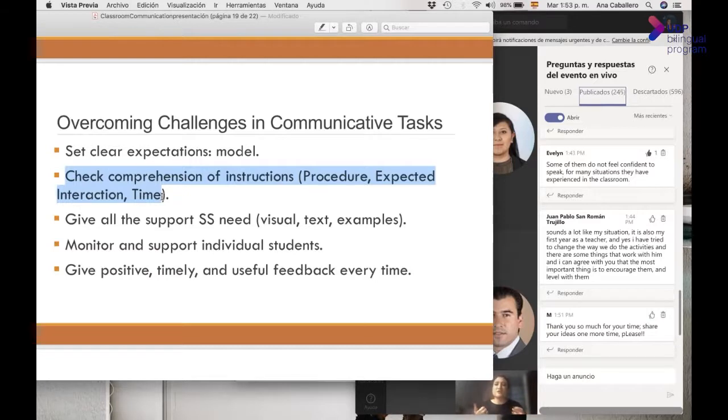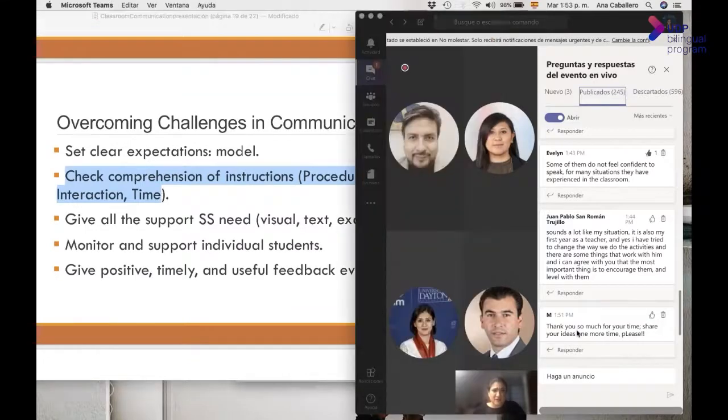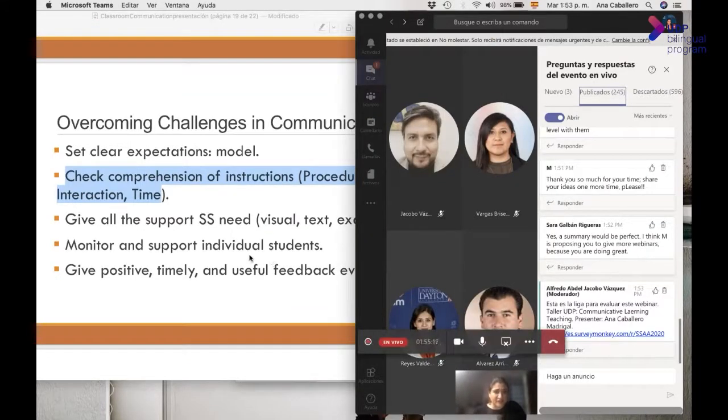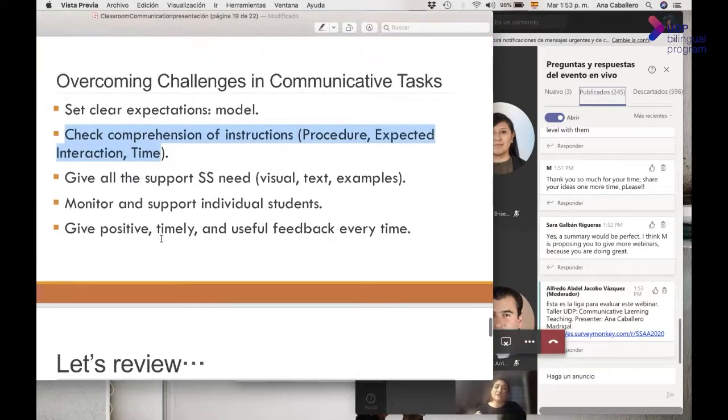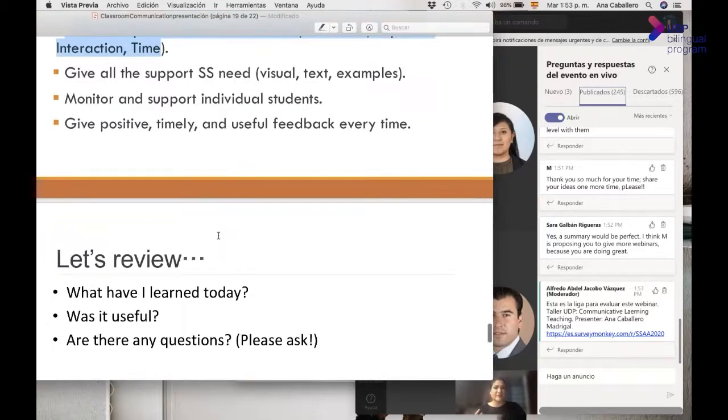Give all the support students need. If we need to say instructions, we need to write them down on the board. We need to give them examples. We're going to do that because it's going to save us so much time when we're monitoring. Monitor, as I said, and support individual learners, and always give positive, timely, and useful feedback every time.